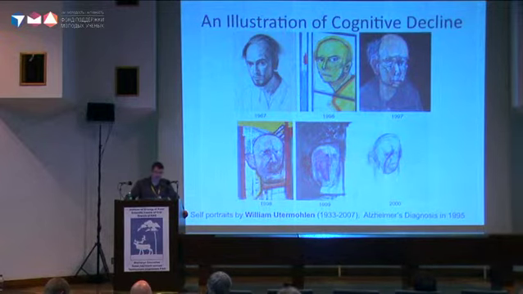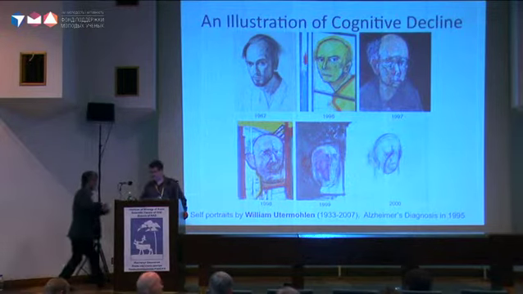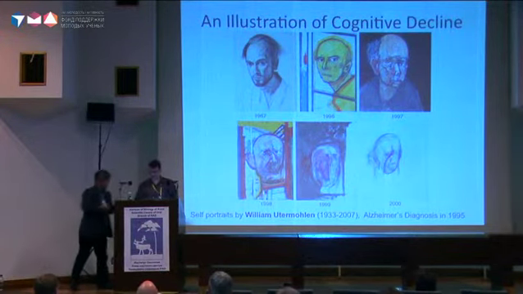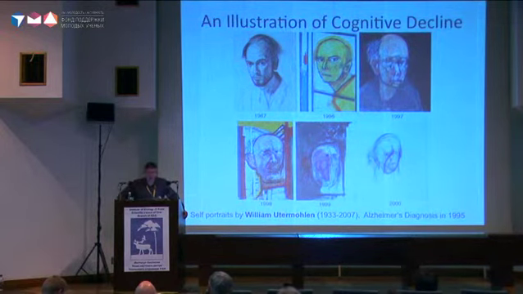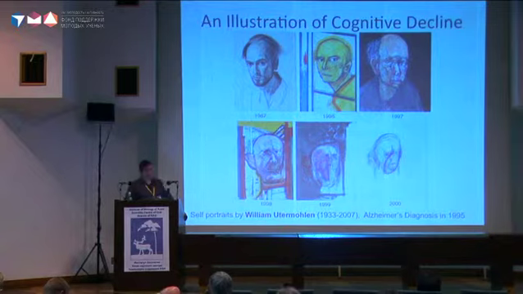But just as a little aside for those that haven't witnessed the disaster that is dementia, this is an illustration of cognitive decline in a particular individual. Some artwork by William Utermohlen, who was a somewhat famous artist, who painted a number of self-portraits. In the upper left is a self-portrait that he painted while cognitively intact. And in 1995, he was diagnosed with Alzheimer's disease and painted a series of self-portraits as the disease progressed.